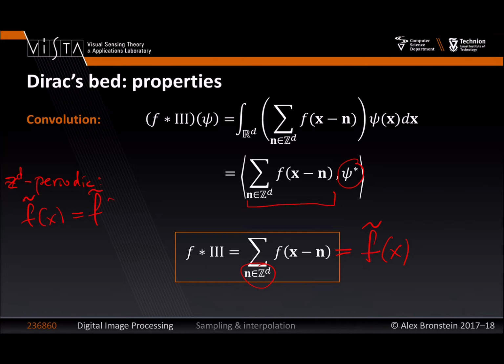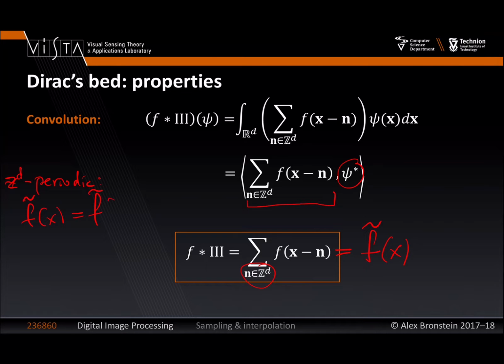So by this I mean that my function is periodic. Okay, and I started with a function that is arbitrary. I just periodized it by adding its integer replicas to the function itself. Okay, summing them up. Was there a question? Okay, so basically it's this periodization. So again, multiplication with Dirac's bed is sampling. Convolution with Dirac's bed is periodization.